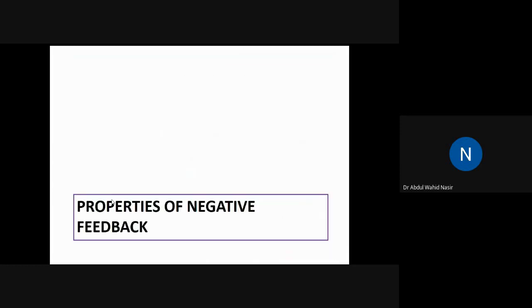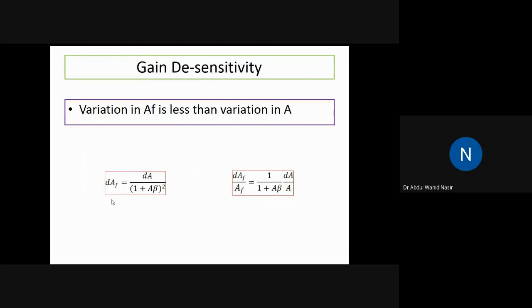Here, properties of the negative feedback. Already I have told you in the first slide what the different properties of the negative feedback structure are. That is the gain desensitivity. So what do you mean by gain desensitivity? The thing is that even if the open loop gain, that is the amplifier gain A, changes, the overall change in AF will be very small.